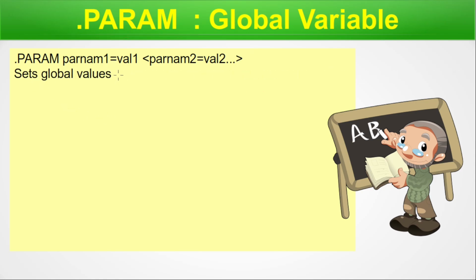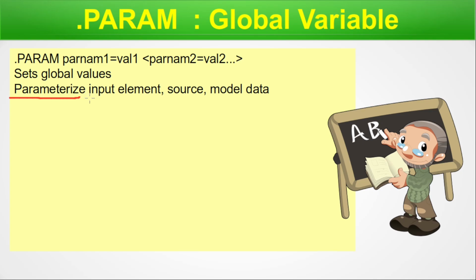That is a convention that we can use while writing the SPICE deck in VLSI. It sets the global values. That means whatever you set as a parameter can be used anywhere inside the entire SPICE deck. So that's why it is the global value, or the global variable, similar to programming languages like Perl, Python, etc. Parameterize input element towards model data. So this is the flexibility of the parameter concept, that we can extend it up to different input elements, different input sources and model data.